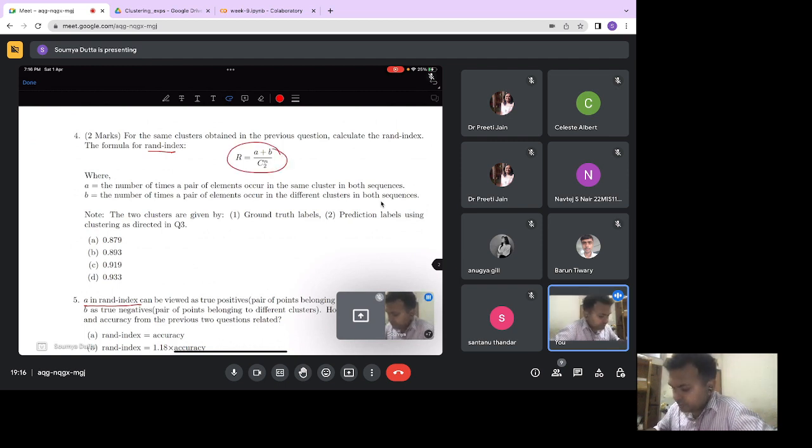So in RAND index you always look at pairs of elements, right? So you look at 2 elements. You choose in NC2 ways 2 points from the data set, and you see whether those 2 points occur in the same cluster in both sequences, and the number of times they occur in different clusters in both sequences. The two clusterings are given by the ground truth labels and the prediction labels using clustering, as directed in the question. Okay.